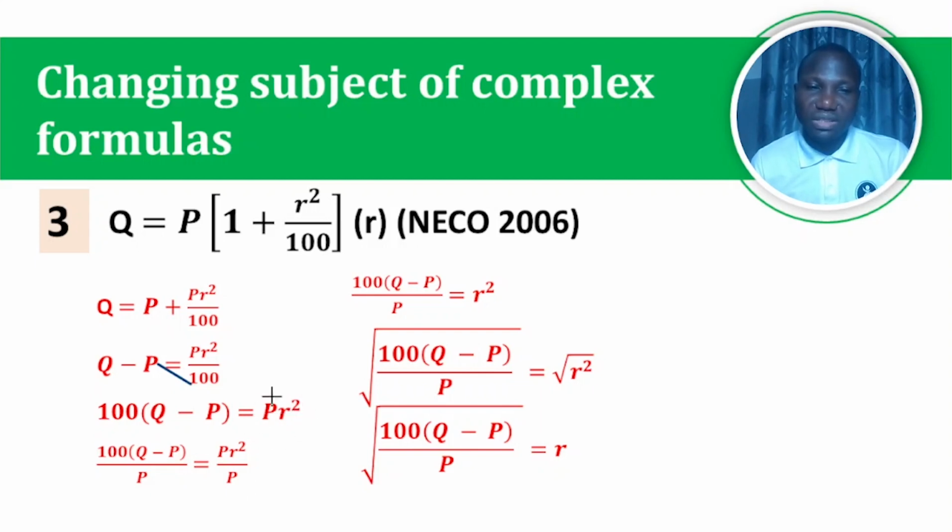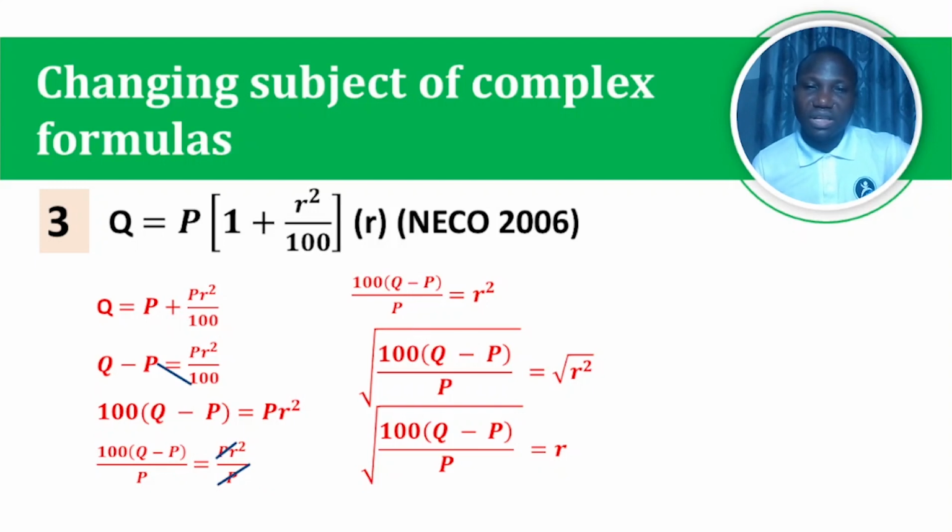We're gradually getting there. Now look at my subject, letter r is my target, and as you can see, it is being multiplied. The r squared is multiplying p. So to remove this p, we do division. So divide both sides by p. If I divide both sides by p, the p here will cancel the p here. So I'll be left with r squared is equal to 100 open bracket q minus p all over p.